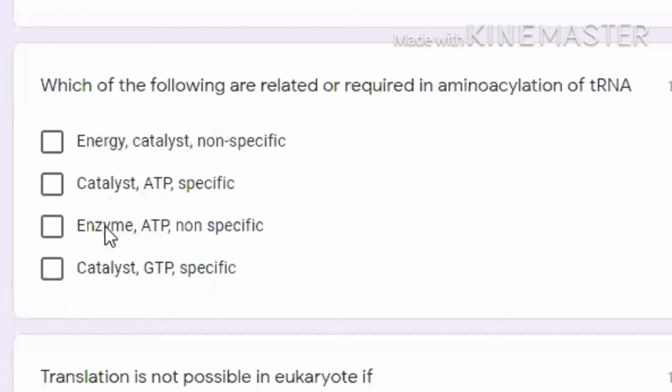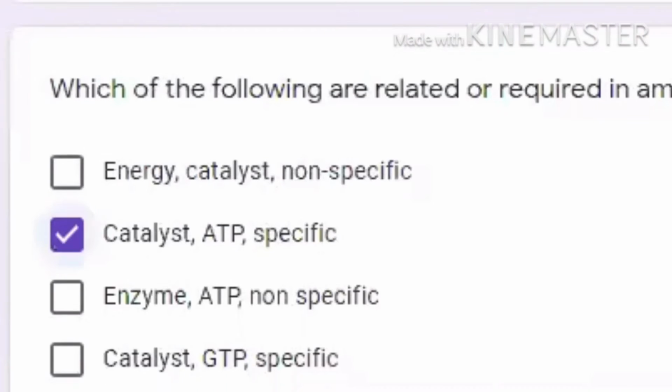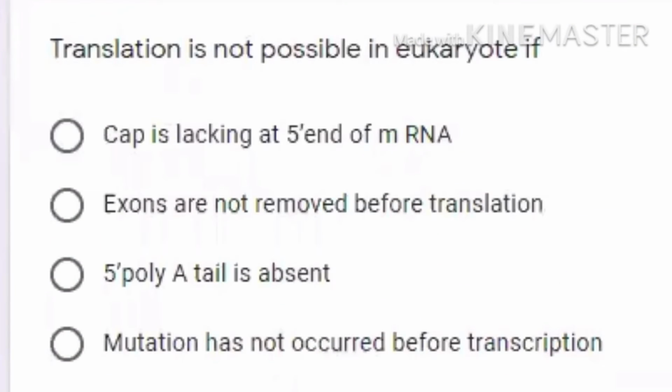But let us see the third option also. Again non-specific, no, we will not take this option. GTP, no. Right now only I told you that for aminoacylation of transfer RNA, we need the enzyme and we need energy in the form of ATP. Now see the next question.